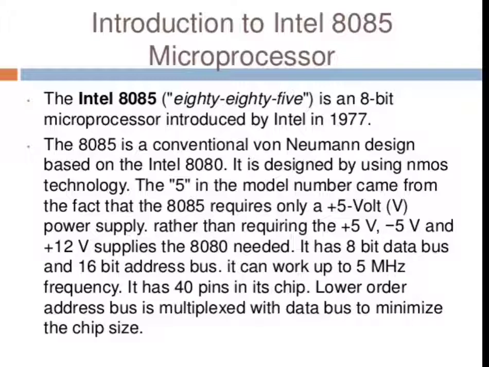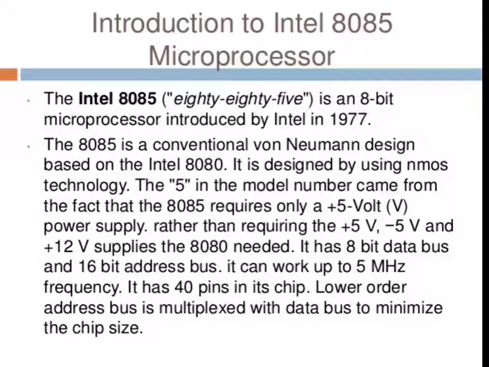Next, see, it has an 8-bit data bus and a 16-bit address bus. Every processor has 2 buses, that is data bus and address bus. But the 8085 microprocessor supports only an 8-bit data bus and a 16-bit address bus, and it can work up to 3 to 5 MHz clock frequency. It has 40 pins on its chip. This is about the Intel 8085 microprocessor.